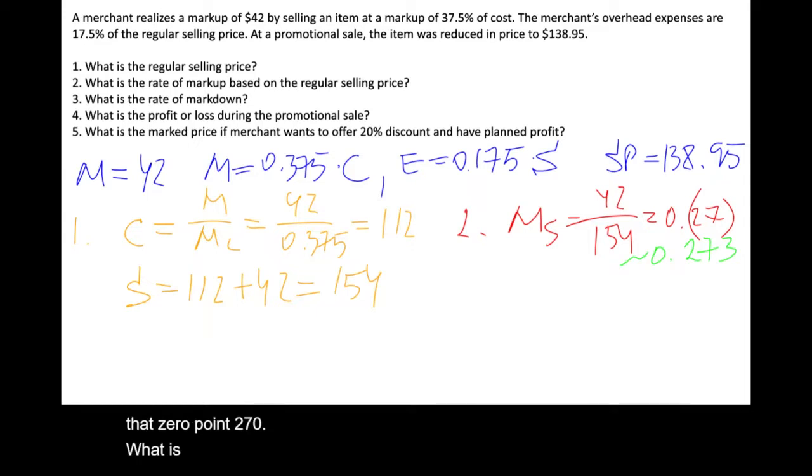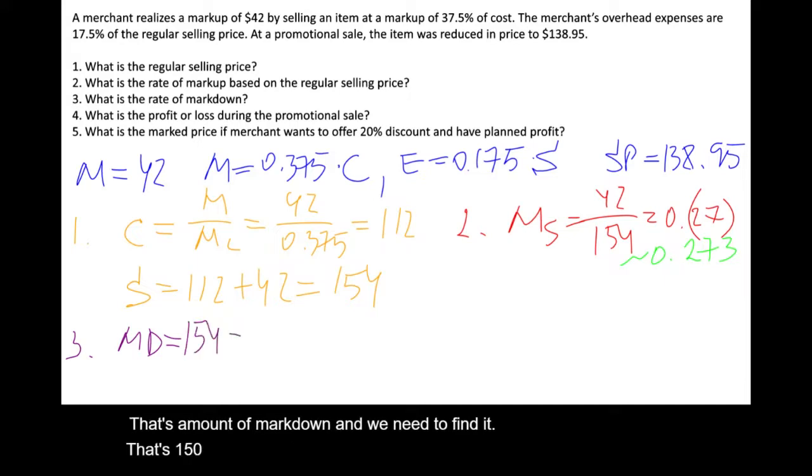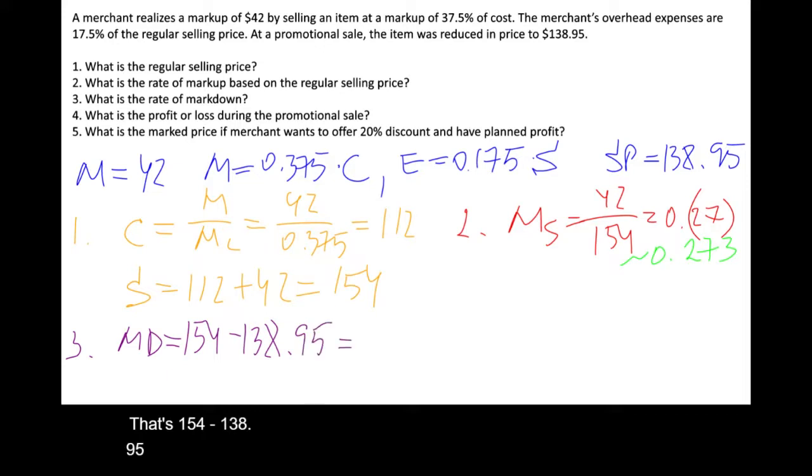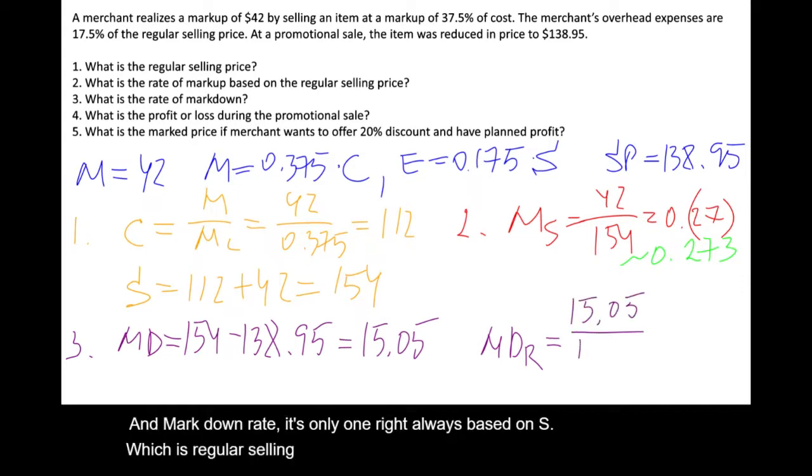What is rate of markdown? Rate of markdown, that's amount of markdown, and we need to find it. That's 154 minus 138.95. So 154 minus 138.95 is 15.05. And markdown rate, it's only one, right? Always based on S, which is regular selling price.